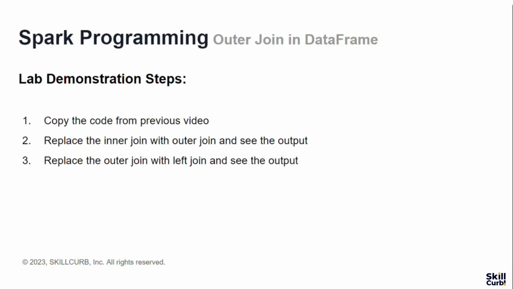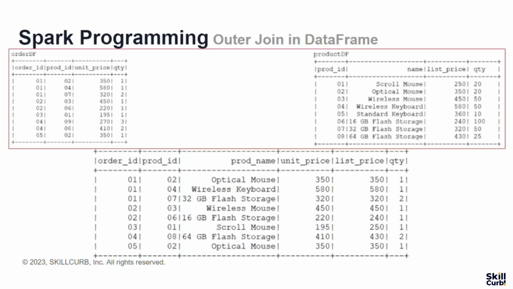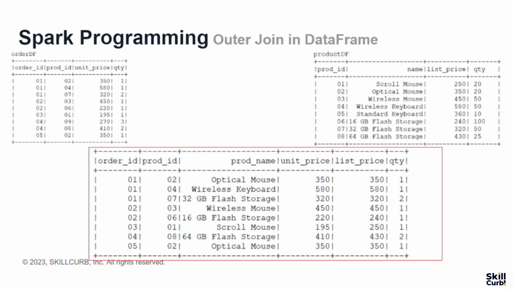In this video, you will learn how to use outer joins in the data frame, and for that we will first copy the code from our previous video. Then we are going to replace the join type to outer join and see the output, and then we will replace outer join with the left join and see the output. We created the following data frames in the earlier video and we performed inner join on these two data frames and this was the outcome.